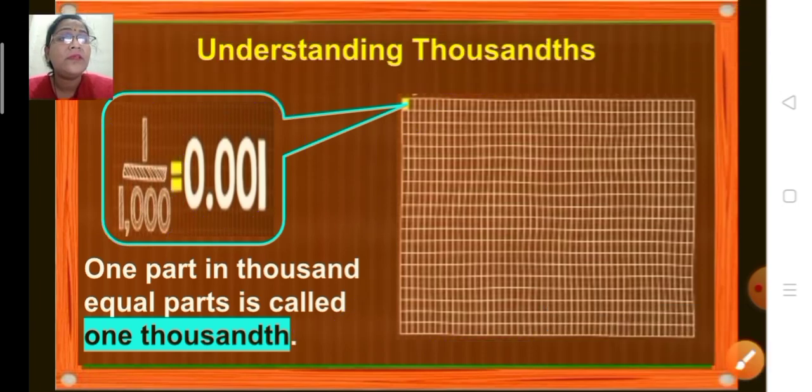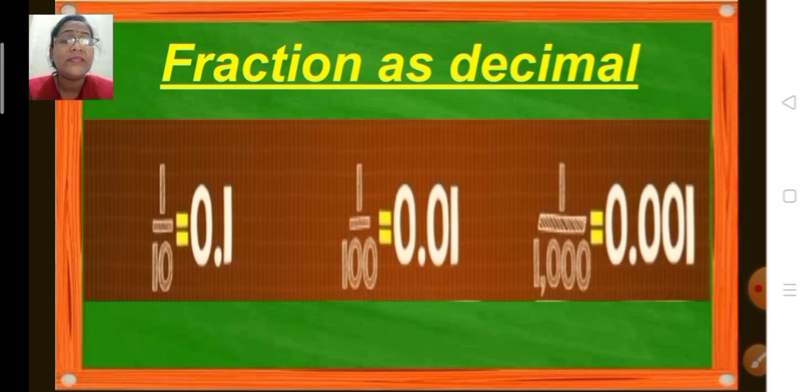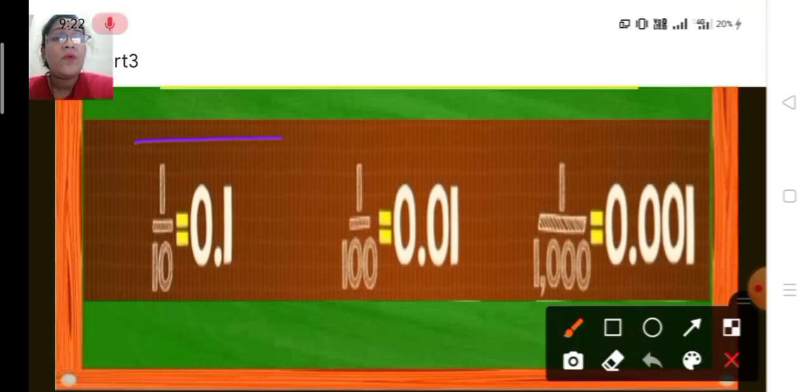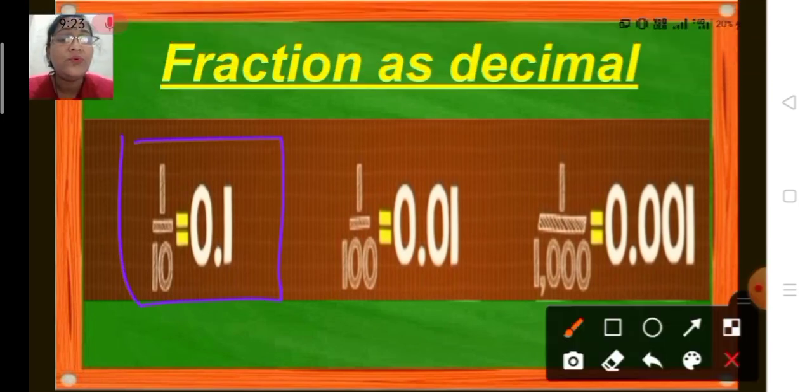Next we need to remember some points. Here, the fraction 1/10 is equal to 0.1 in decimals. Then the fraction 1/100 is equal to 0.01 in decimals. Next, 1/1000 is equal to 0.001 in decimals.